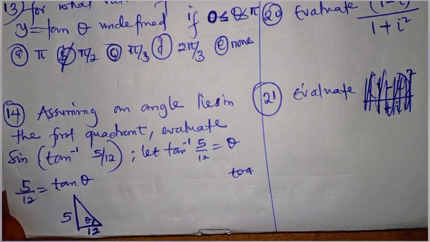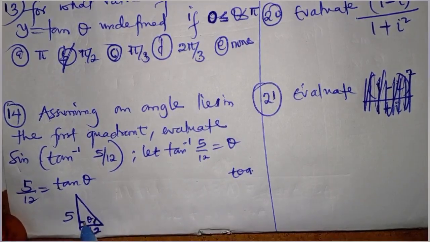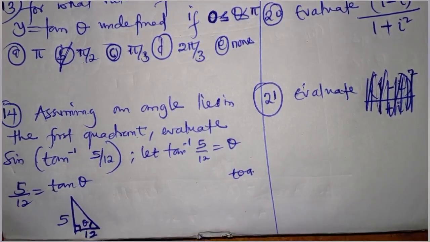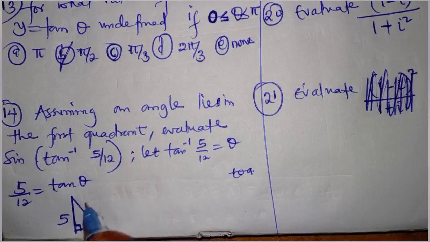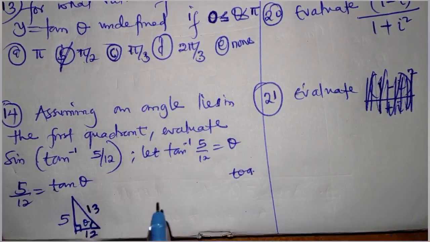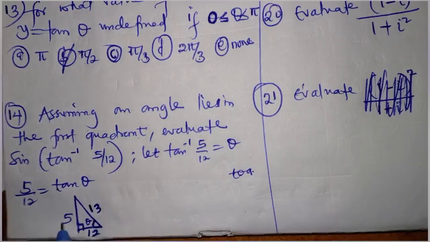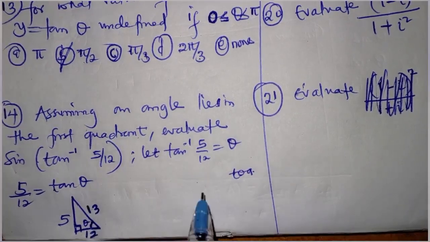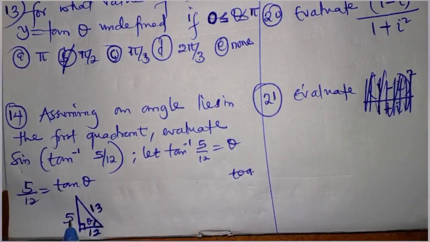By the rule of Pythagoras, this is a right angle triangle. By the rule of Pythagoras, we are going to obtain that this hypotenuse will be 13. Pythagoras rule states that the square of the hypotenuse is equal to the sum of the squares of the other two sides. 5 squared is 25.